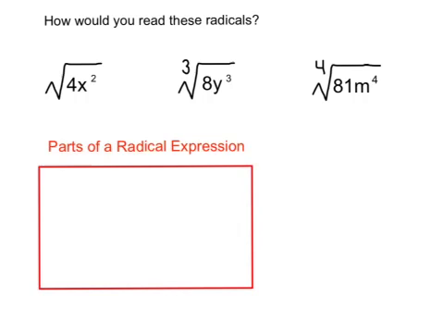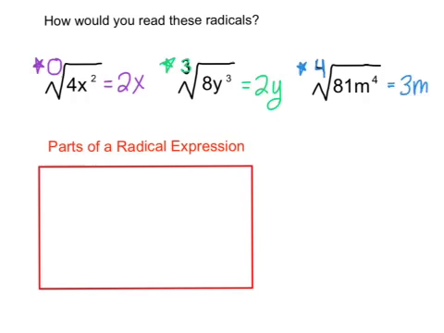If we look at these radicals here, the first one is the square root of 4x squared. If there is no number here, we always know it's just the square root. And we can actually solve this. The square root of 4x squared is just 2x. Looking at the next one, we have the cubed root of 8y cubed, and if we solve this, we get 2y. And last but not least, we have the fourth root of 81n to the 4, and when you solve this, you get 3n.